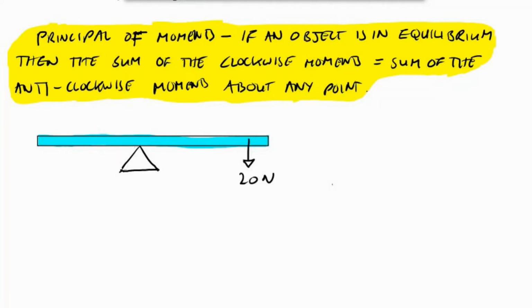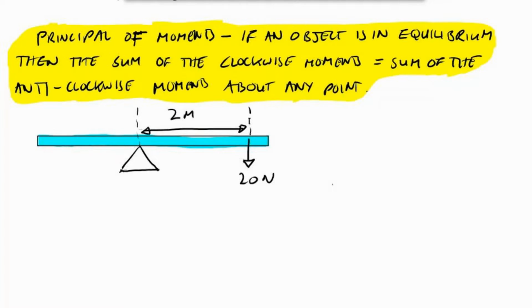So on the right, I have a force of 20 newtons pushing downwards. And that's a distance from the pivot of 2 meters. So perpendicular distance to the pivot, 2 meters. From now on, I'm just going to say distance to the pivot. Okay, so the distance to the pivot of that force is 2 meters.